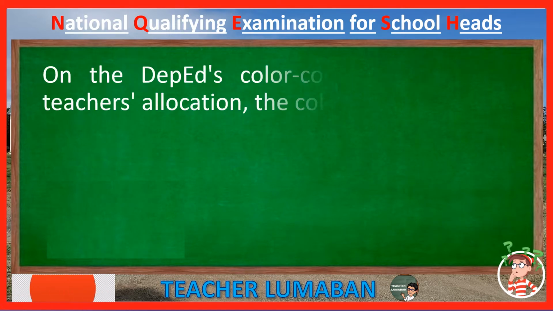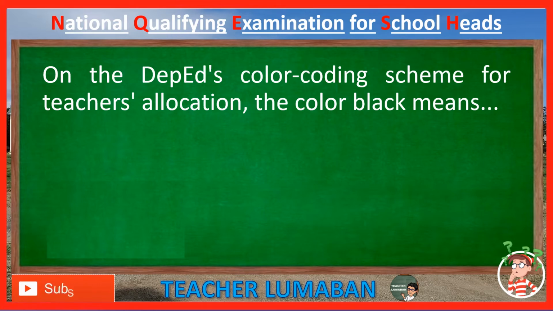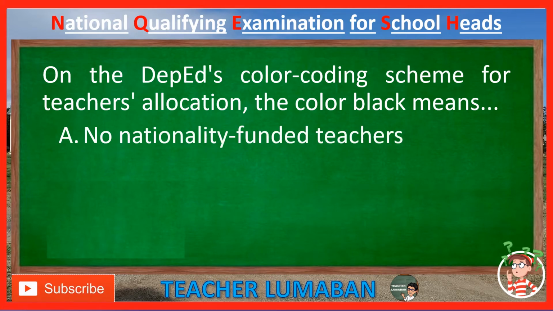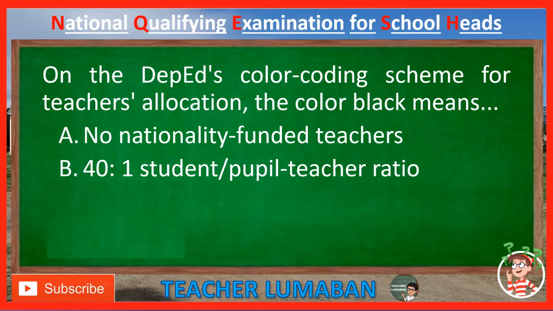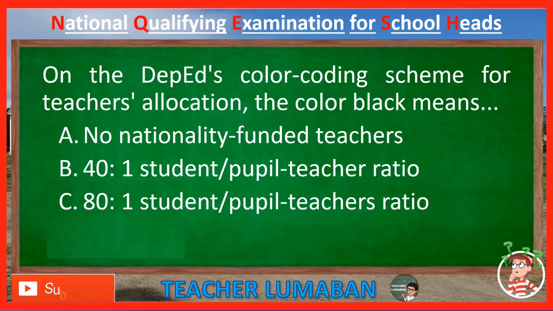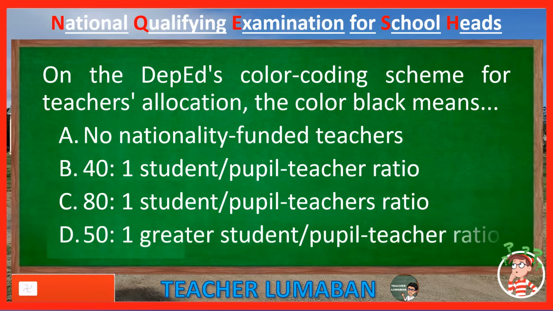On the Department of Education's color coding scheme for teachers' allocation, the color black means: letter A, no nationally funded teachers. Letter B, 40 to 1 student/pupil teacher ratio. Letter C, 80 to 1 student/pupil teacher ratio. Letter D, 50 to 1 or greater student/pupil teacher ratio. Choose the suitable answer based on the given choices in 5 seconds.